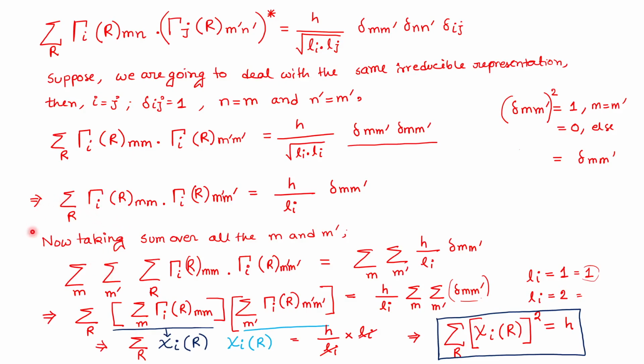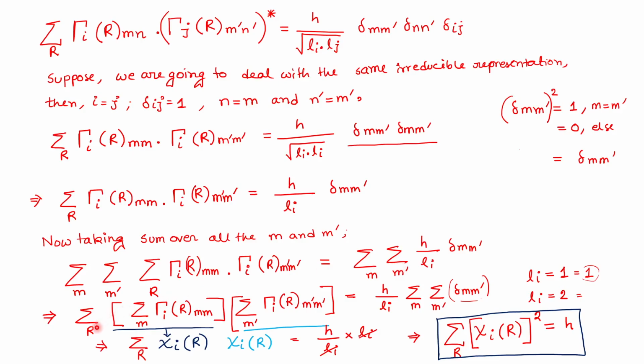So from this line, suppose we are coming here, that sum over R is there: gamma_i(R)_mm, gamma_i(R)_m dash m dash. But now we are taking the sum over all the m and m dash. See, what is a character? Character is the sum of all the diagonal elements. So that's why we are taking the sum over all the m and m dash, doing the same for the left hand side and also the right hand side.